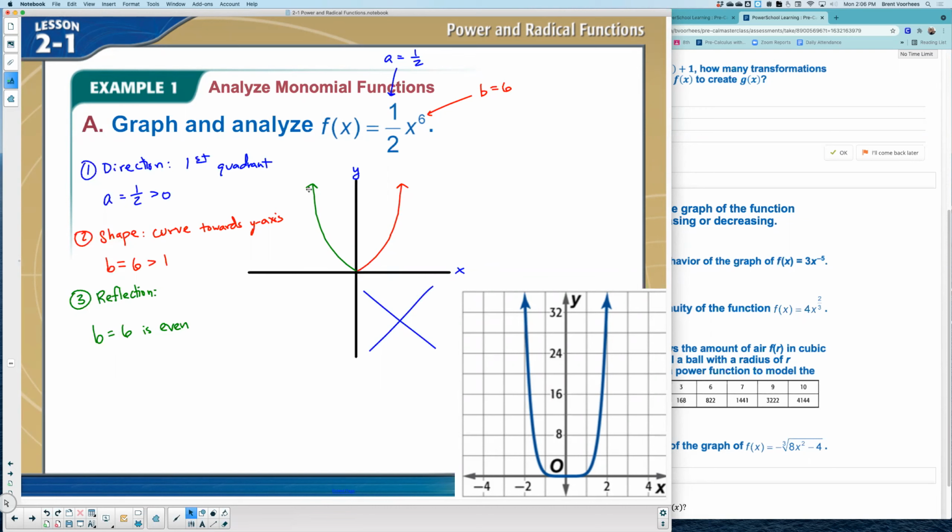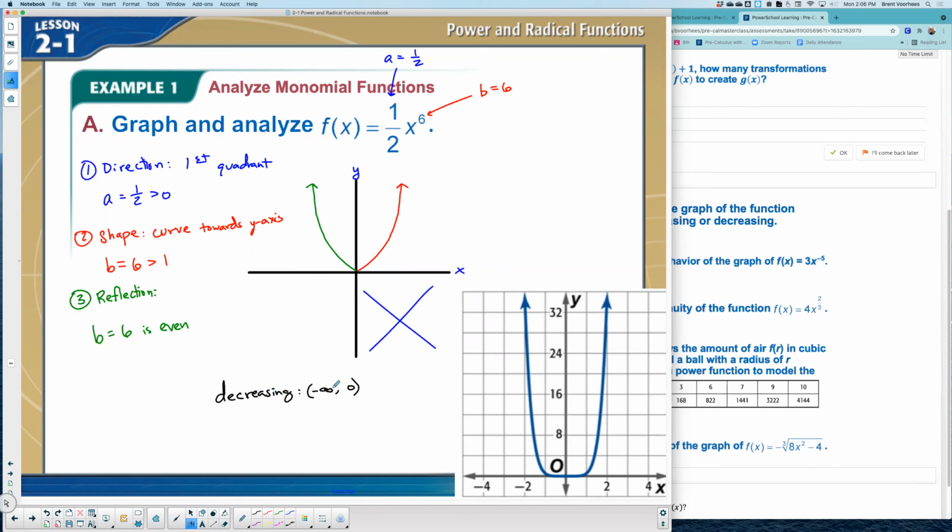So as I trace this graph, if you follow my cursor here, as I trace it going from the left to the right, what's happening on the green portion? Is this increasing or decreasing on the green portion? It's decreasing. What's happening on the red portion? Increasing. And so the one analyzation I'm going to add for this problem is I would say it's decreasing from negative infinity to 0. And that's talking x values.